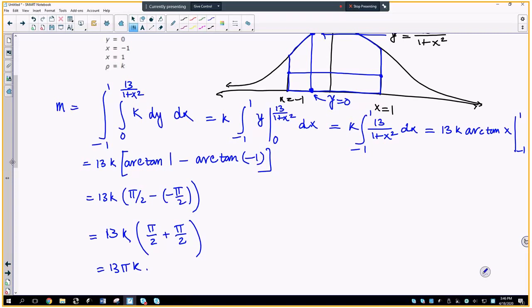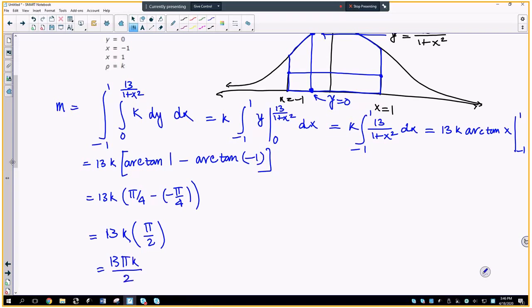Answers my question. In fact, I don't know what I was saying. It's arctangent of 1 is pi over 4. I'm so sorry. So all these calculations should be for pi over 4. I kept saying pi over 2, but that's pi over 4. So it changes your answer a little bit. So pi over 4, pi over 4. So 13k times, this is going to be 2 pi over 4, so pi over 2. So it's 13 pi k over 2 units.